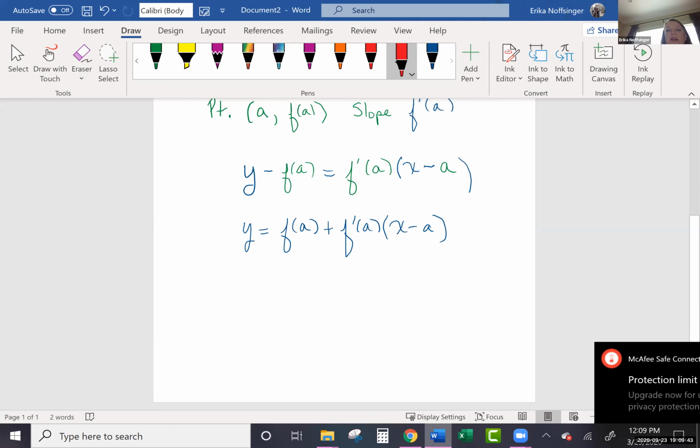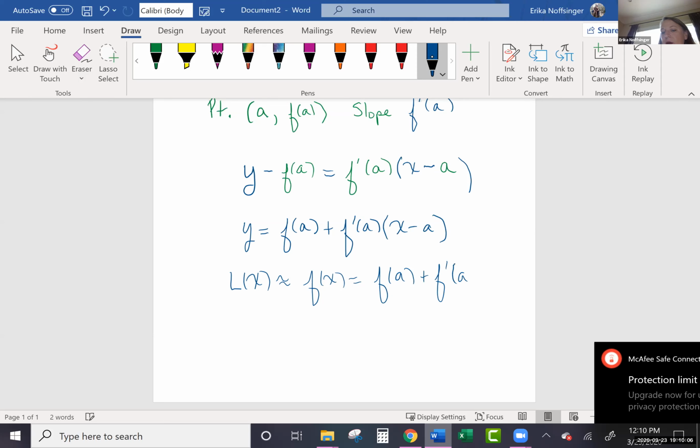And so y here, or f of x, is another way we write y. This is also L of x. So linearization, L of x, is approximately equal to f of x, our y value here, which is equal to f of a plus f prime of a, all times x minus a. So this is our linear approximation.